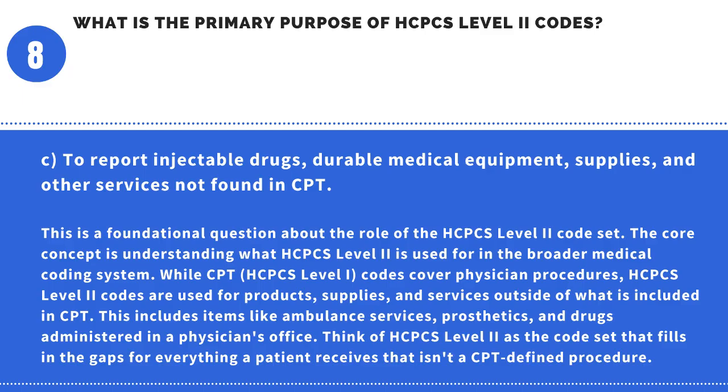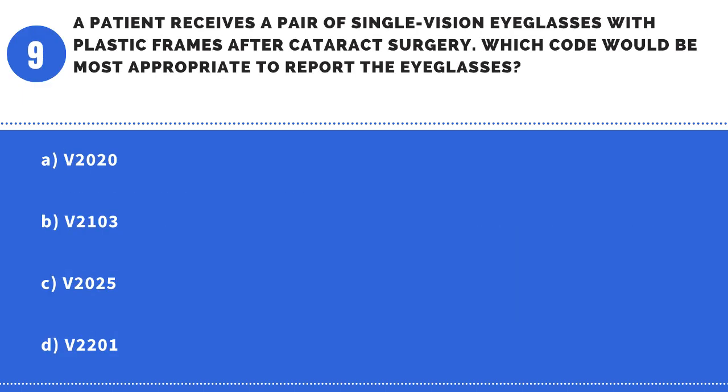This is a foundational question about the role of the HCPCS Level II code set. The core concept is understanding what HCPCS Level II is used for in the broader medical coding system. While CPT, HCPCS Level I, codes cover physician procedures, HCPCS Level II codes are used for products, supplies, and services outside of what is included in CPT. This includes items like ambulance services, prosthetics, and drugs administered in a physician's office. Think of HCPCS Level II as the code set that fills in the gaps for everything a patient receives that isn't a CPT-defined procedure. Question 9.